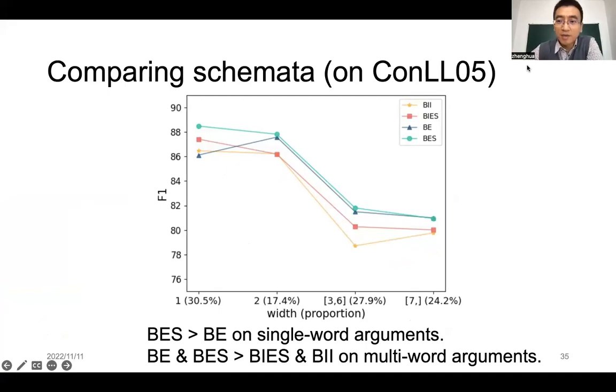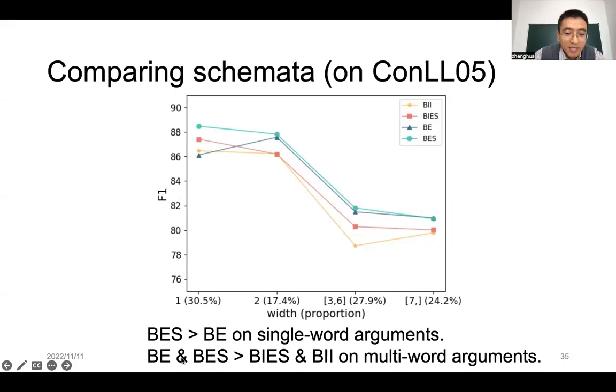We also give more comparison and do some more analysis. Because the user can see the arguments, the span can either be a single word, or contain two words, or 3 to 6 words, and we divide it into 4 categories. We can see very clearly that BES, by distinguishing single word arguments from multi word arguments with this label, is much better than BE. BE is here, BES, the best one, is here, so the improvement is very large. The improvement mostly comes from this part, because for the other parts, the two are nearly the same.